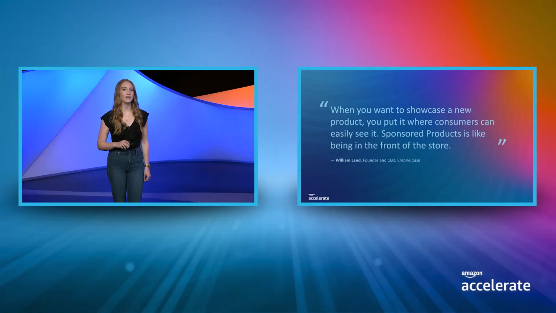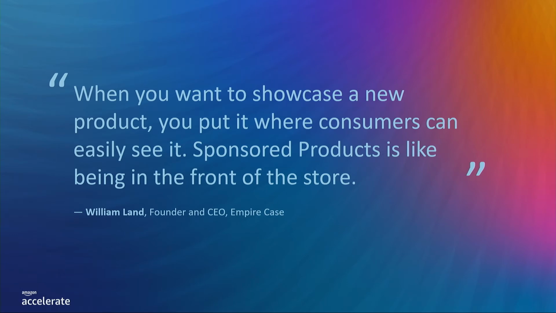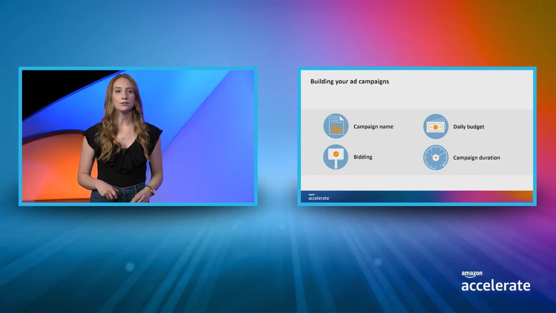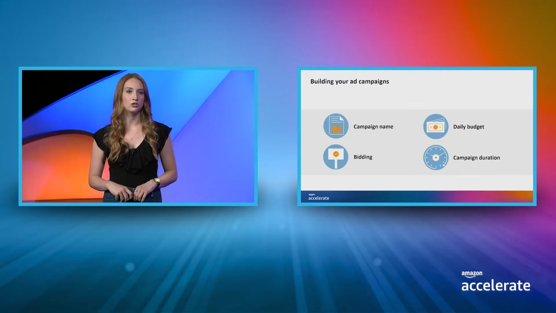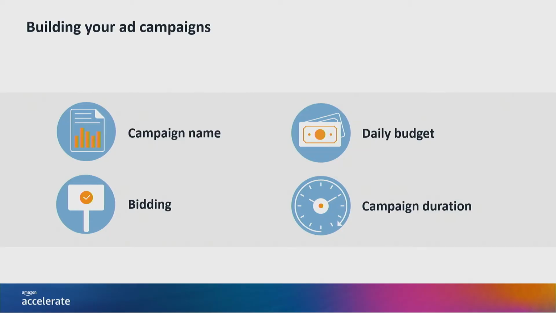I want to spend a moment on this quote from William Land, who is the founder and CEO of Empire Case and an advertiser with Amazon Advertising. When you want to showcase a new product, you put it where consumers can easily see it. Sponsored products is like being in the front of the store. Here are some key considerations for creating campaigns to launch your new product. These considerations can be applied to both automatic and manual campaigns for sponsored products, and they can be applied to both sponsored products and sponsored brand campaigns.